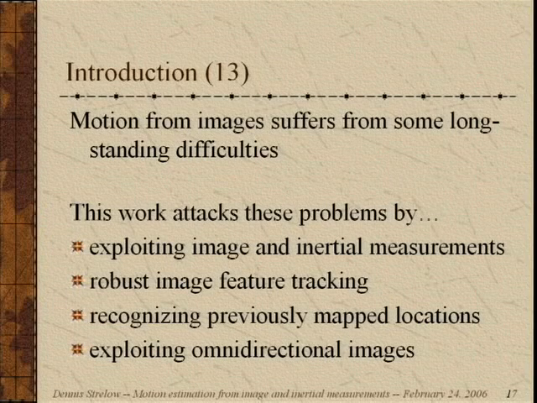And so the four thrusts here are: first, trying to add cheap, what I call epsilon inertial sensors to the problem, which are the cheapest, least accurate inertial sensors that we could add to regularize the problem. Second, robust image feature tracking, and I'll talk a little bit about that. Third, recognizing previously mapped locations so that we can limit drift over the long term when we revisit a site. And fourth, exploiting omnidirectional images. I have some slides at the end. I won't talk about this unless people are really interested, but I can point you to the website also.